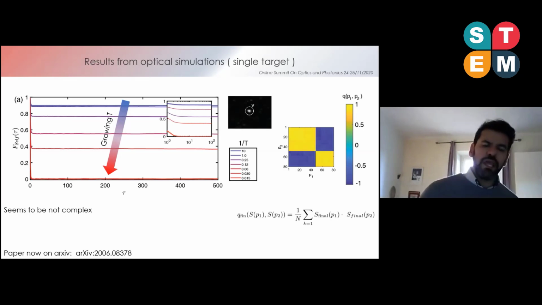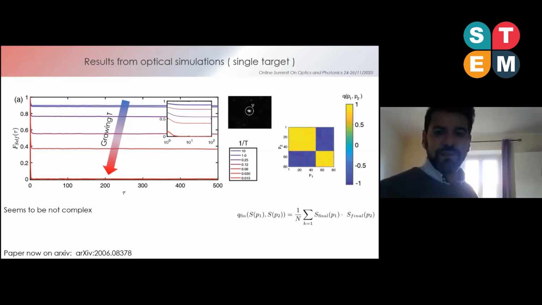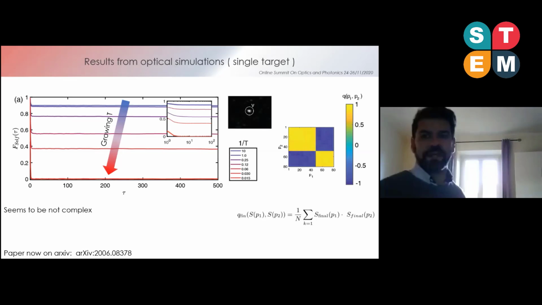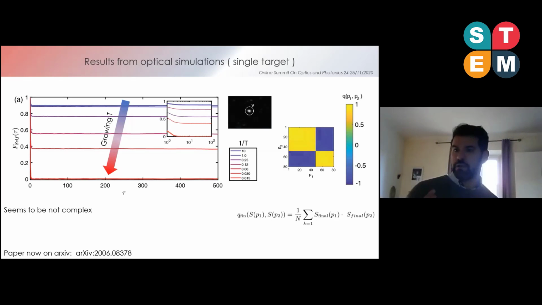In figure A, you see, but this is not what we were expecting, because the F self is flat. This is not what we were expecting when you have a disordered system, a spin glass system. So you expect a double decay typical of the spin glass.